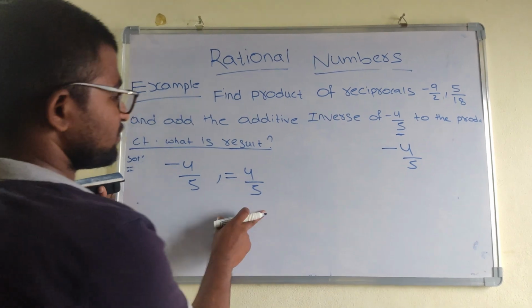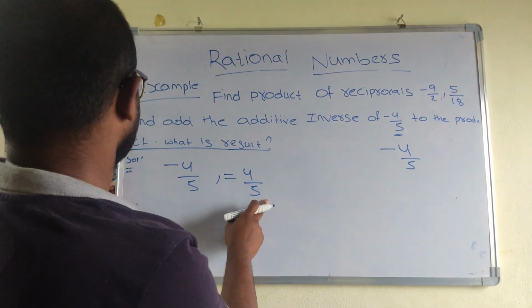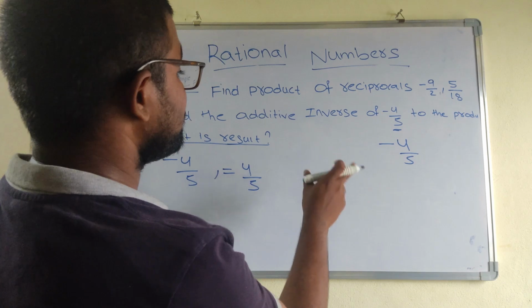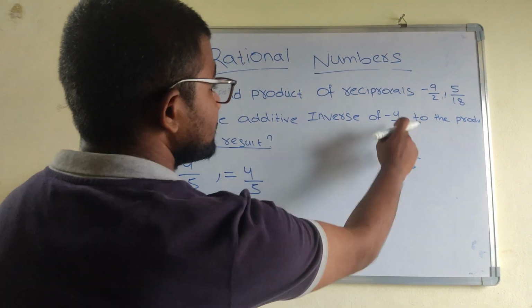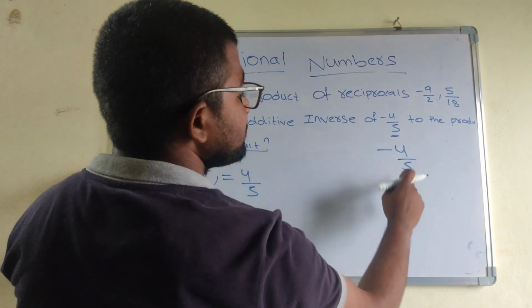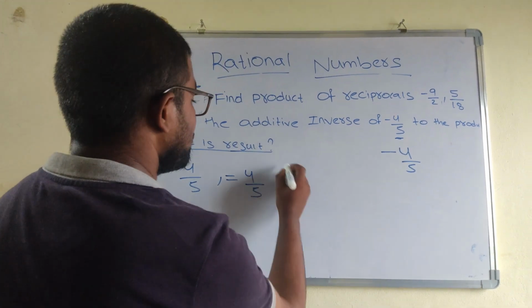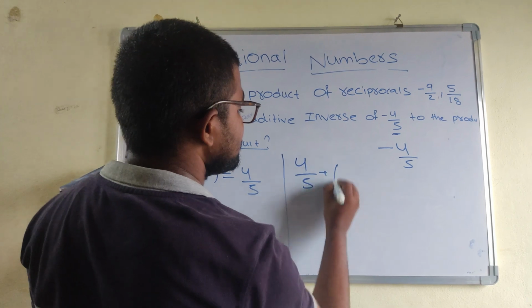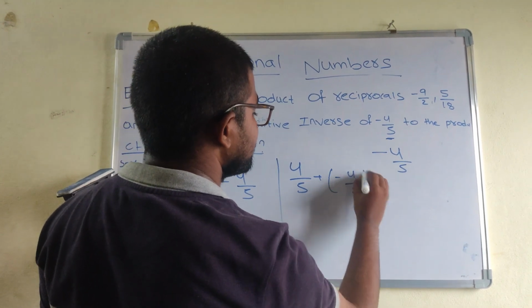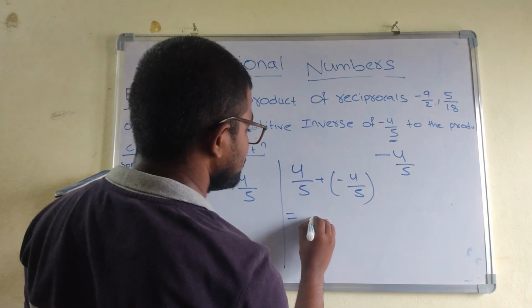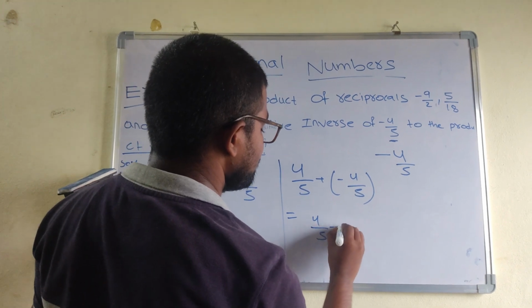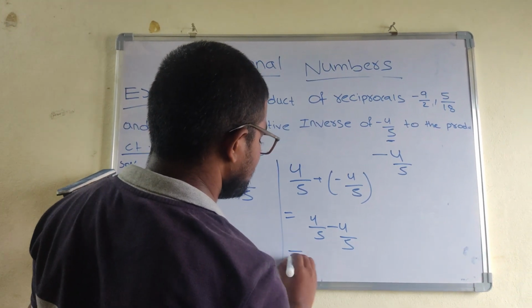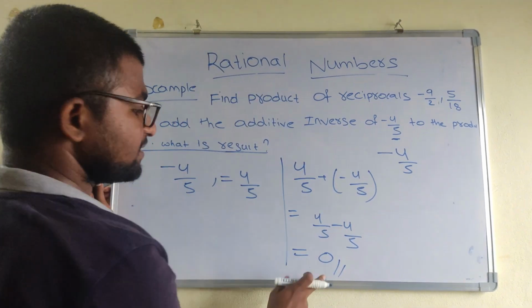The additive inverse of minus 4 by 5 is 4 by 5. Next we need to add the additive inverse of this number and the product of these two reciprocal numbers. What is the result? That is 4 by 5 plus minus 4 by 5, that equals 4 by 5 minus 4 by 5, that equals 0. The final result is 0.